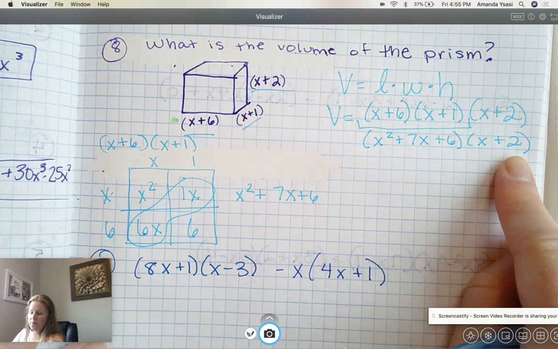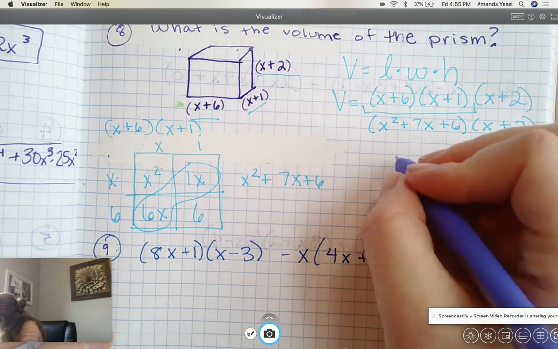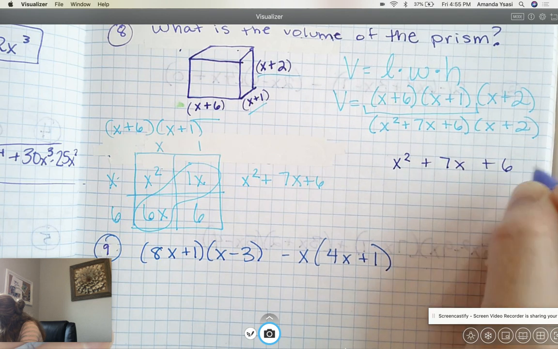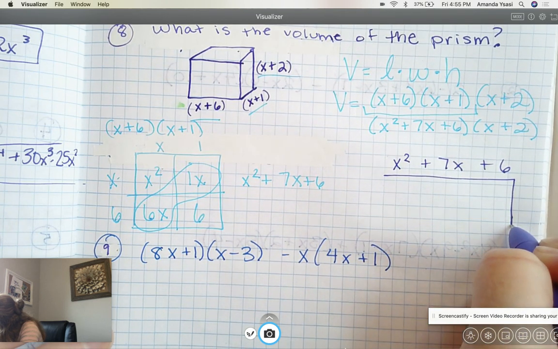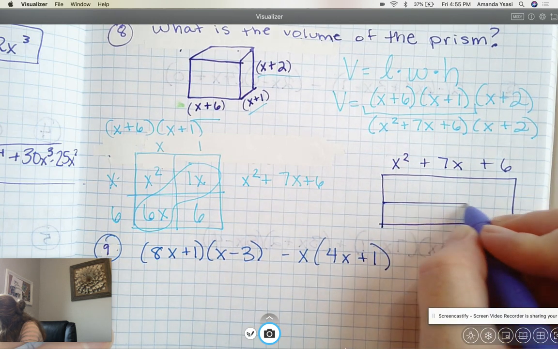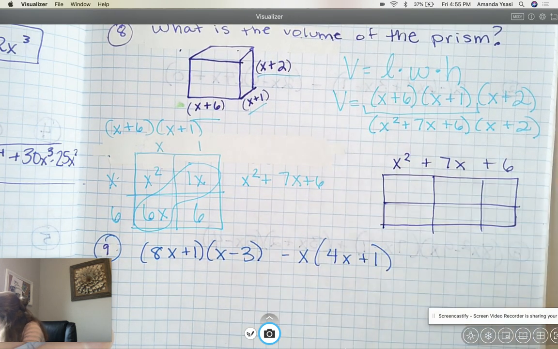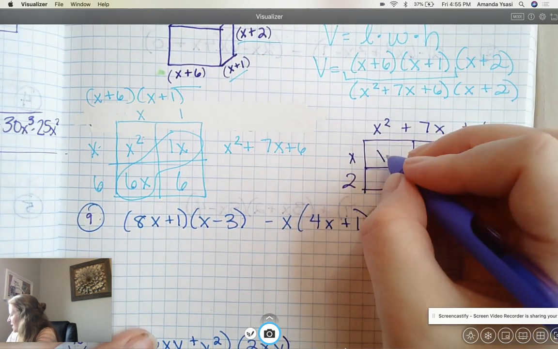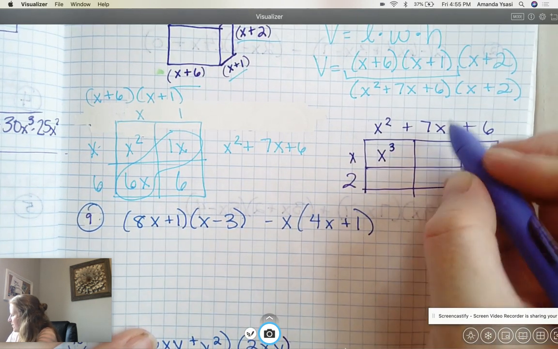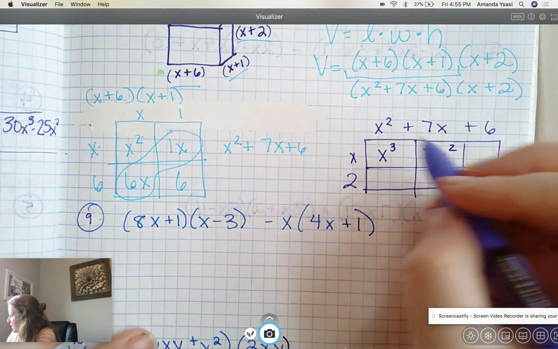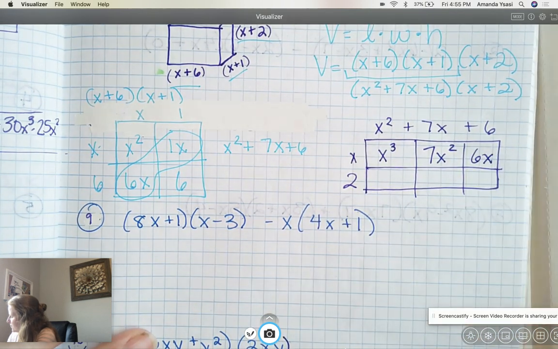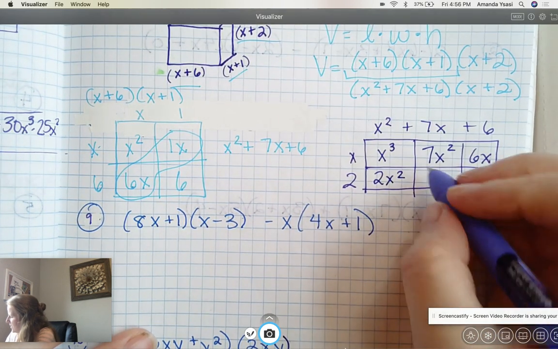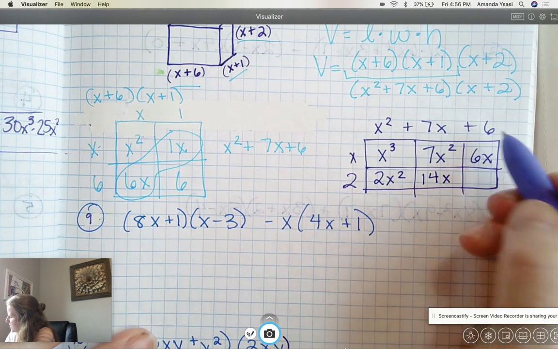Okay, so now we need to do that multiplication. So we are going to do x squared plus 7x plus 6. You don't need the plus. I don't know why I did that. Let's just do it. There we go. Okay, so x times x squared is x to the third power. X times 7x is 7x squared. 6 times x is 6x. 2 times x squared is 2x squared. 2 times 7x is 14x. And 2 times 6 is 12.